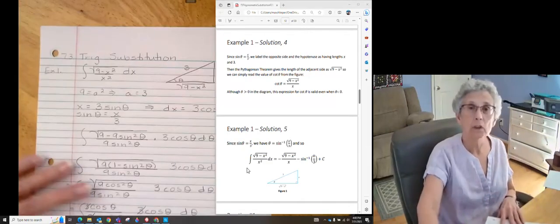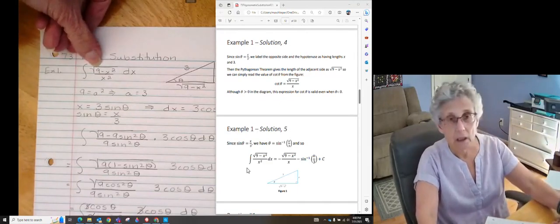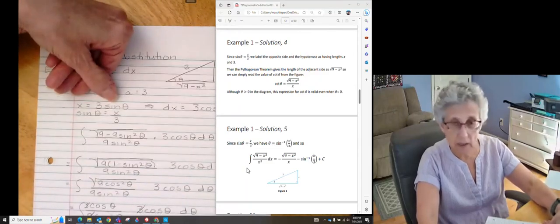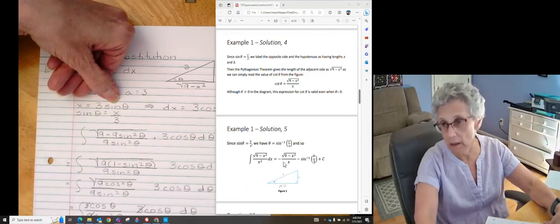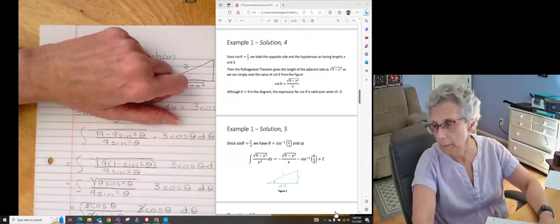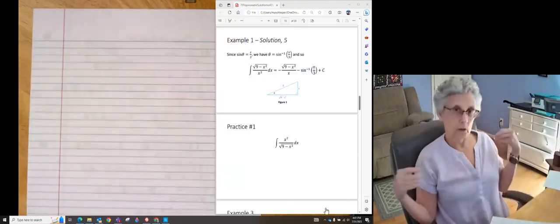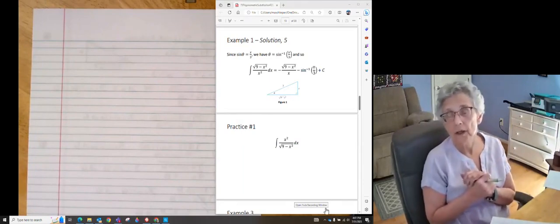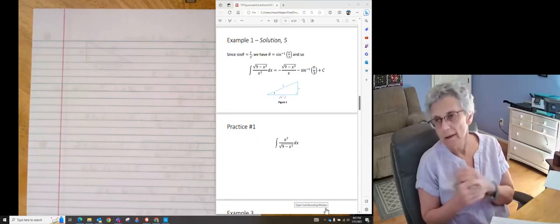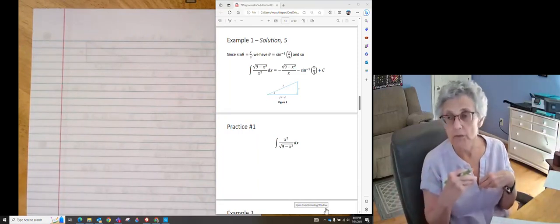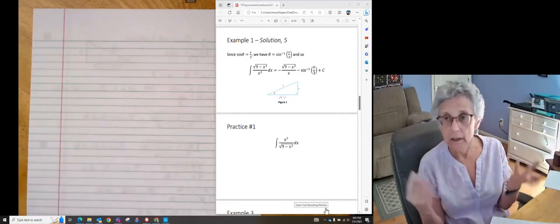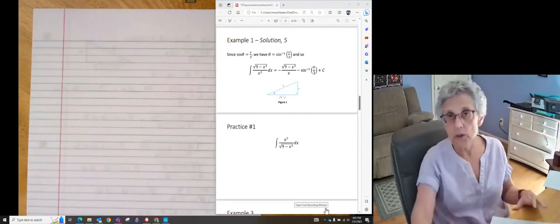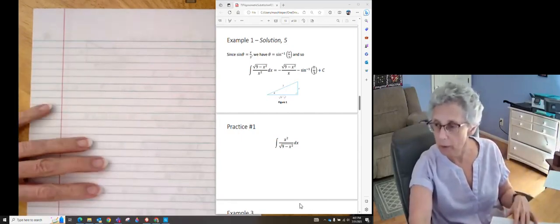So anytime your problem has the number squared minus the variable squared, the appropriate substitution is going to be sine of theta. Let's look at another one. Actually, before we go on to a different type, you're going to try one with a sine substitution. So it's really the one we just did flipped upside down. So again, your x is going to be equal to 3 sine of theta. Give it a try. I'll work it out and we'll compare.